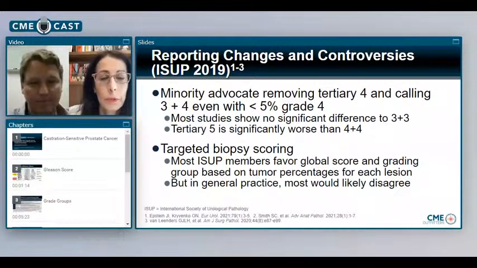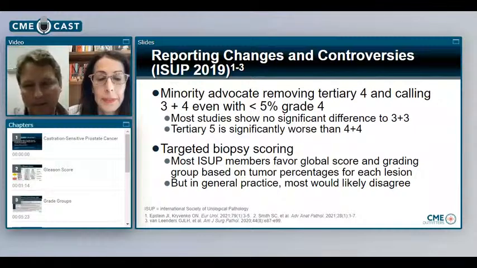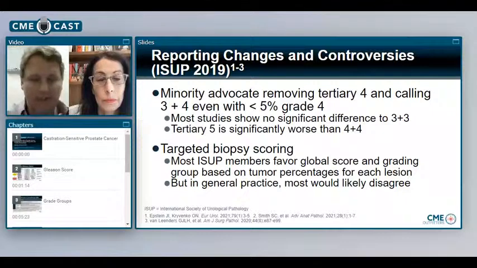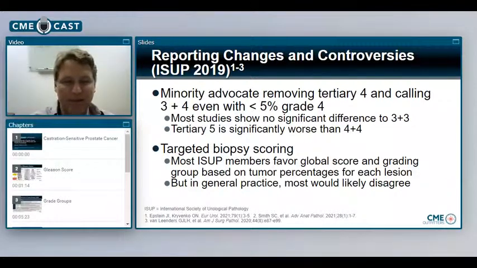So there are still some controversies in the last 2019 publication, right? Yes, there's been some controversies and some changes that have been recommended by the ISUP. We kind of went over this top one here.